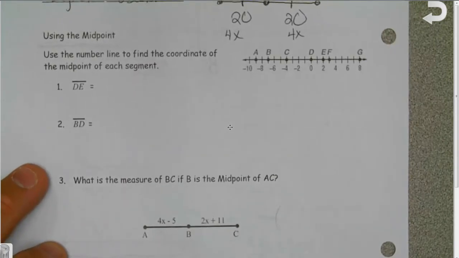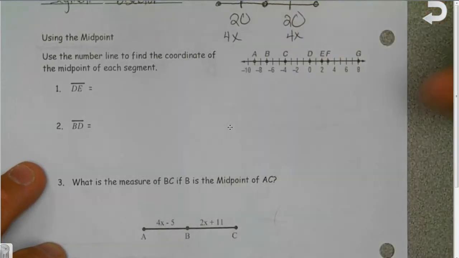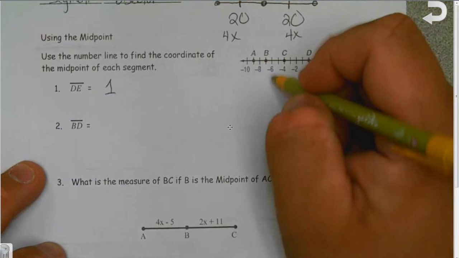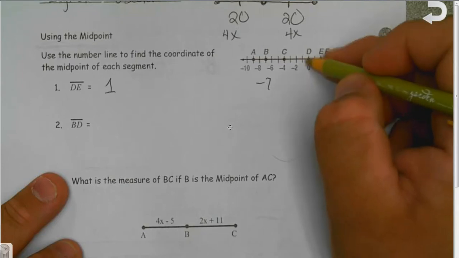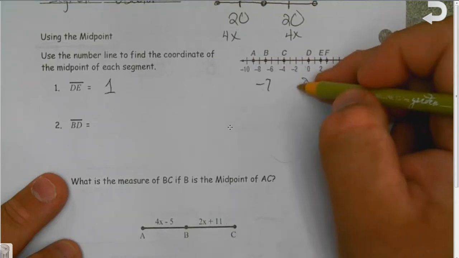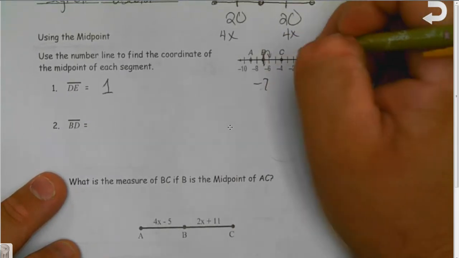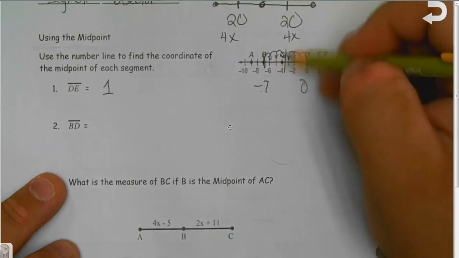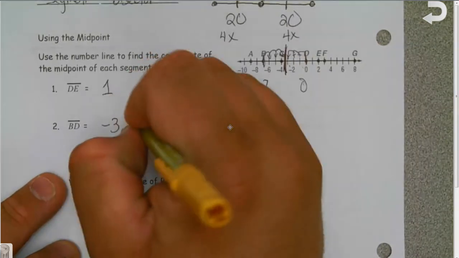First thing I'll have you doing is finding the midpoint of each segment. Well, if D is at 0 and E is at 2, what's the middle of 0 and 2? 1. If B is at negative 7 and D is at 0, well, what's the middle of that? Well, that gets interesting. Because if we're here, if I go over 1, go over 1, go over 1, go over 1, go over 1, go over 1, uh-oh, the middle is actually right here. So we're going to go ahead and say that that's negative 3.5.